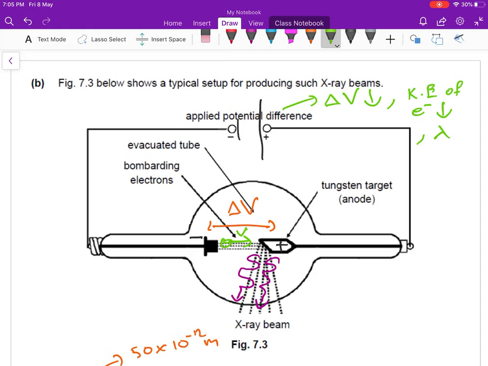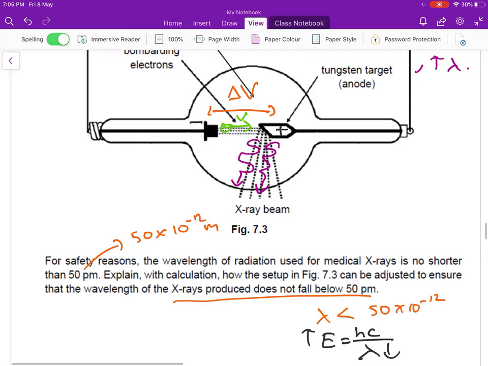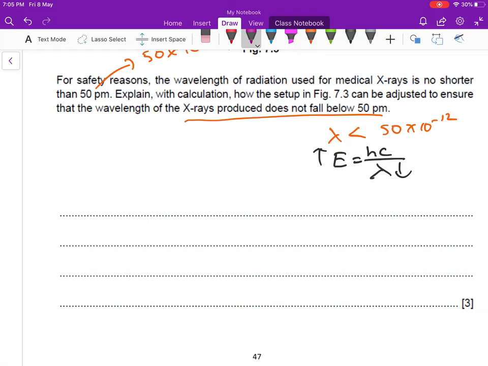Simple: your potential difference does not need to be so high. Because the potential difference is not that high, the kinetic energy of the electron will be smaller. Kinetic energy smaller, so the energy of the needed X-ray will be smaller, right? Energy of X-ray smaller means the wavelength is longer, right? So you just explain that.